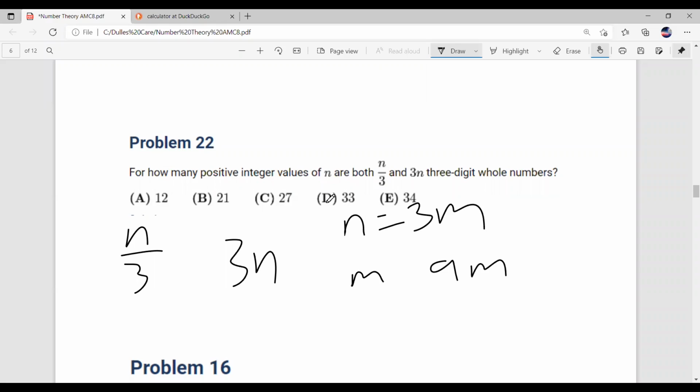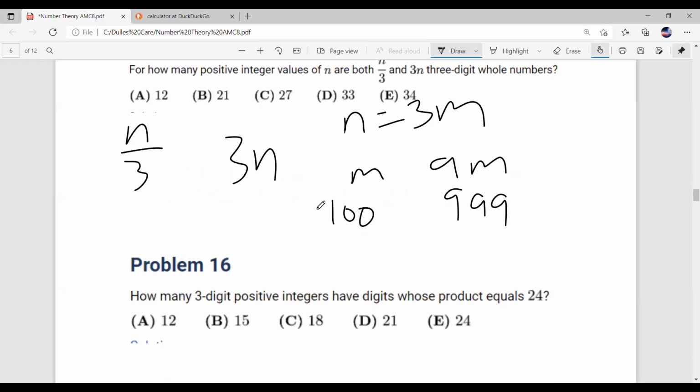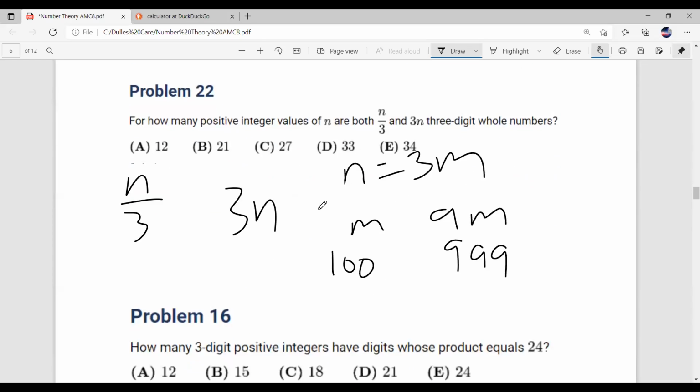Well, what's the smallest three-digit number? That's 100, right? And what's the largest three-digit number? That's 999, coincidentally divisible by 9. So then that means that the smallest m can be is 100, the largest m could be is 111. So then we have 111 minus 100 plus 1, that would give us 11 plus 1 is 12.